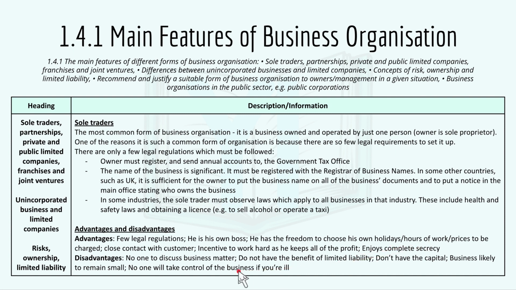But disadvantages include no one to discuss business matters with, and you do not have any benefit of limited liability. They don't have enough capital. The business is likely to remain small, and no one will take control of the business if you're ill.